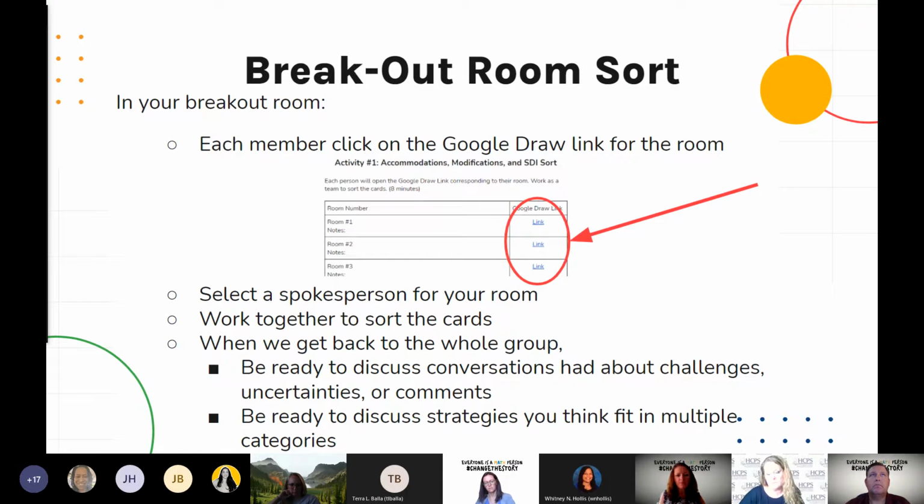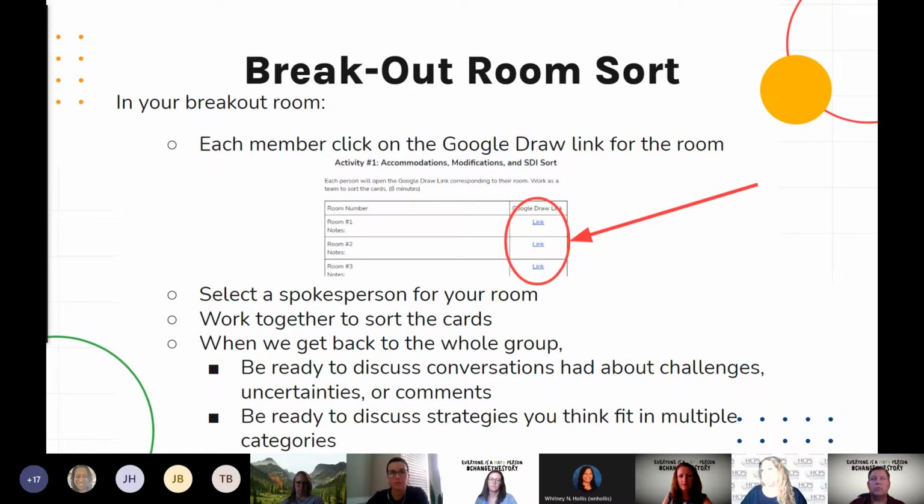So now that we have a little bit of background for those people who were in the dark about what SDI is, now we're going to do a little sort. Skip is going to put you into groups, and I just dropped in the chat a document that everybody needs to open up. Once you open that document, you're going to click on the link for your room. Room 1 is going to use the link at the very top. Room 2 is going to use their link. And you're going to work together to sort the cards.